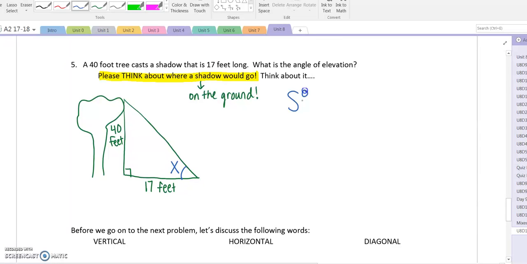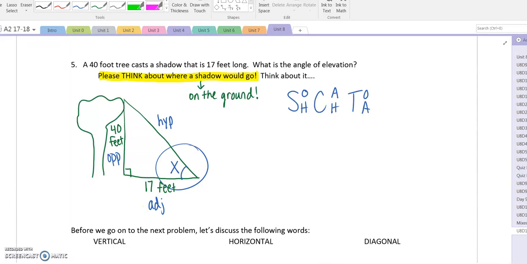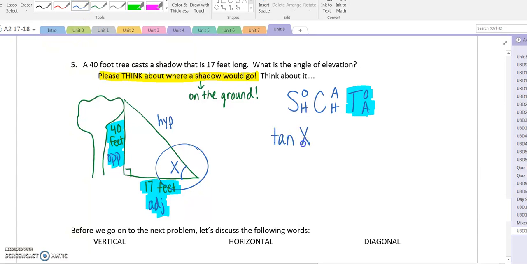Okay, so once again, I can use my SOHCAHTOA. I can circle my reference angle. Label my triangle, opposite, hypotenuse, adjacent. And I should be able to pick out my trig function and write the equation to solve. Let's see, I know 40 feet, that's opposite. I know 17 feet, that's adjacent. So opposite and adjacent. Looks like it's tangent's turn. So tangent of my angle. Tangent's opposite over adjacent. So opposite, that's 40, divided by adjacent, which is 17.